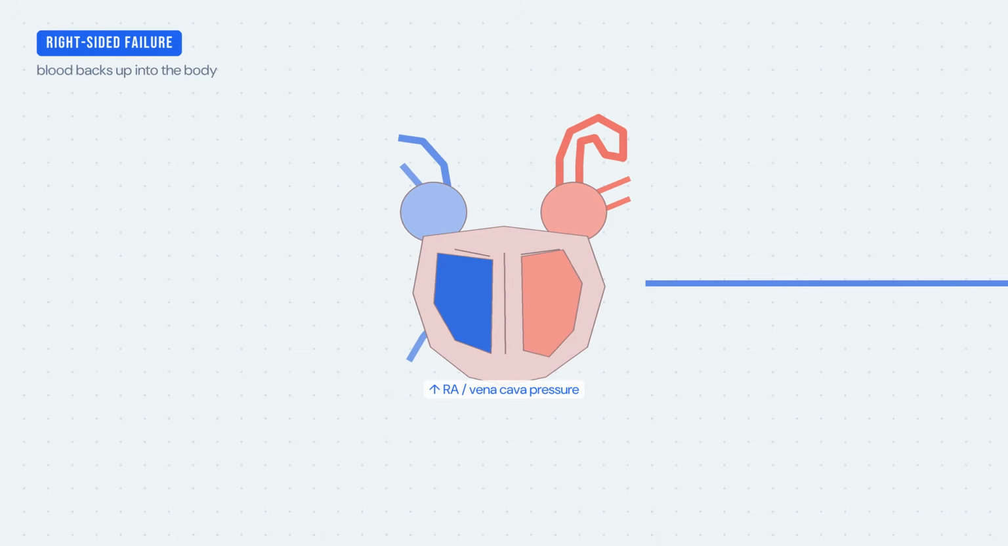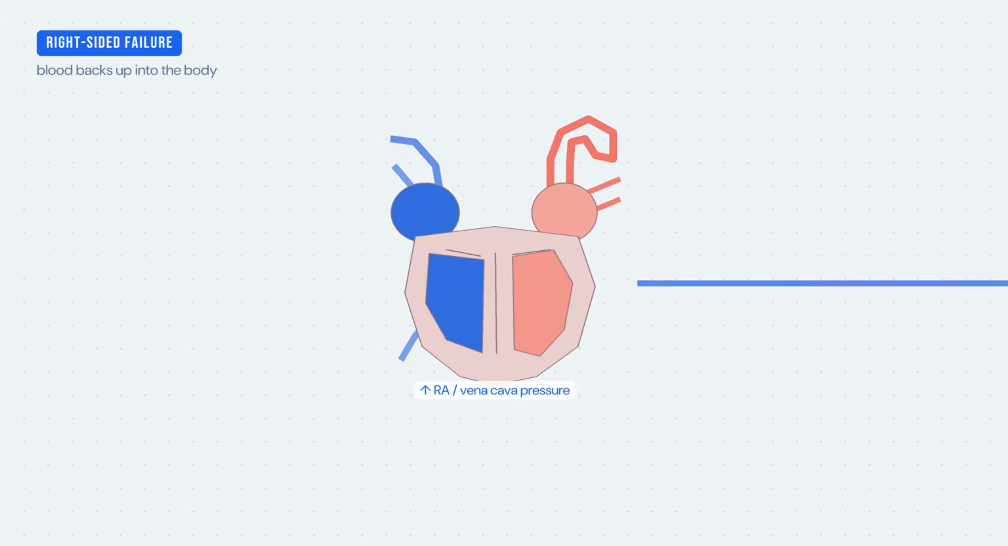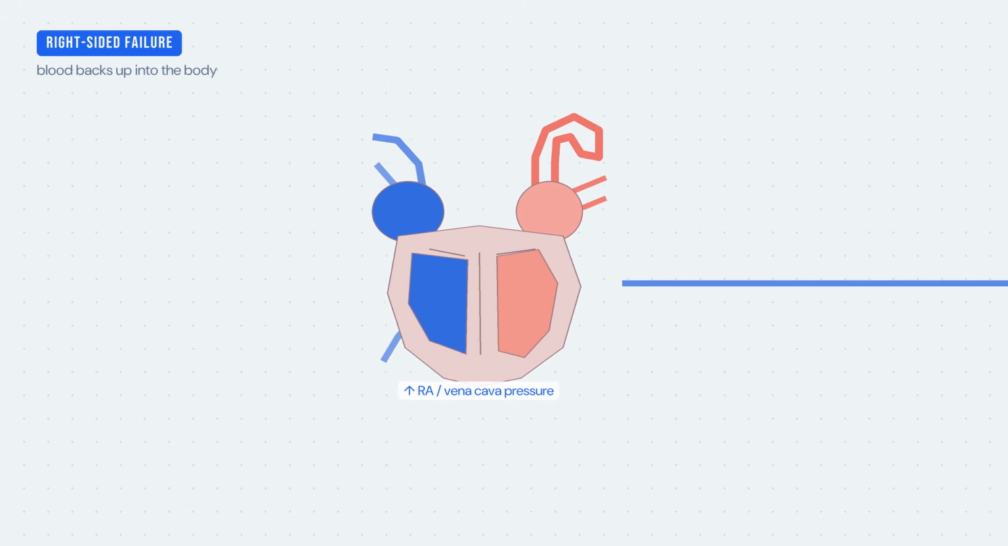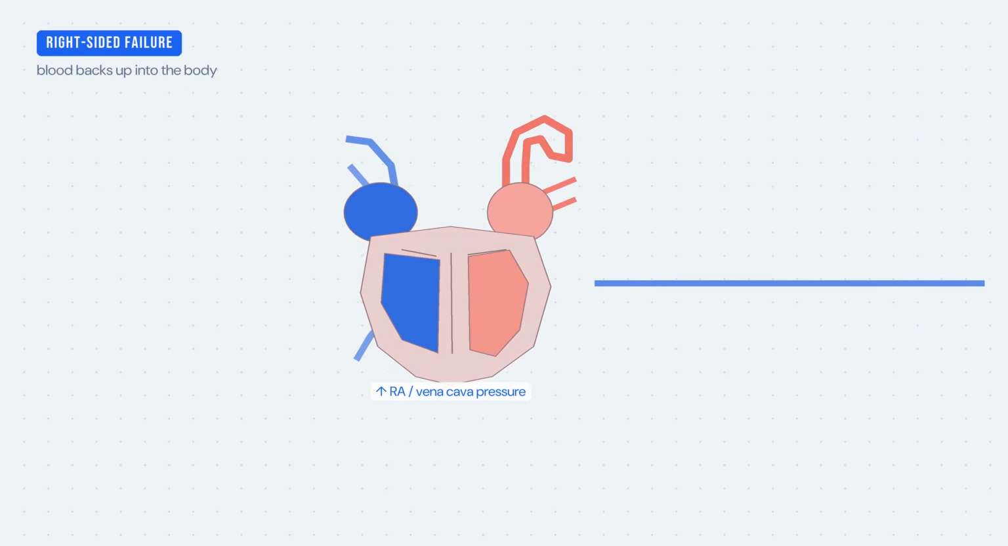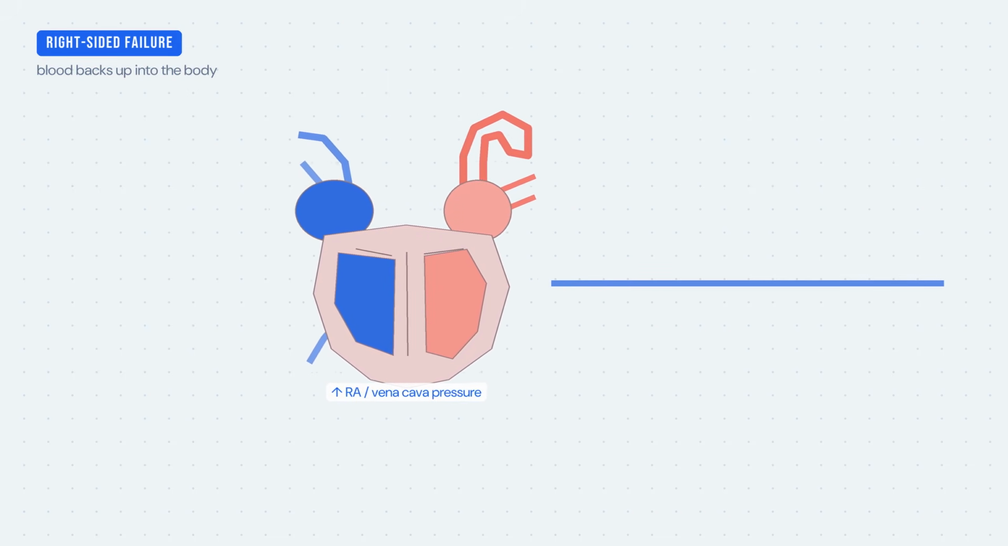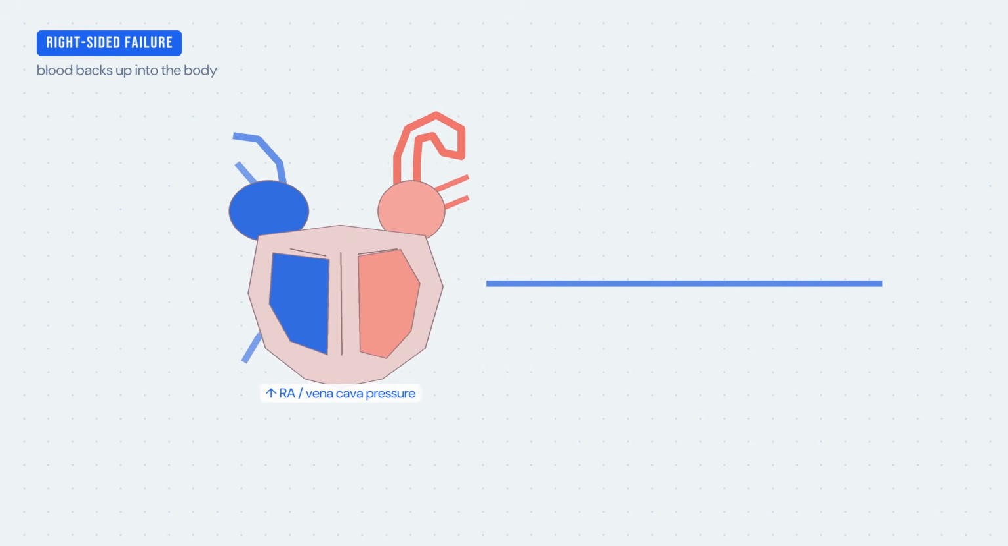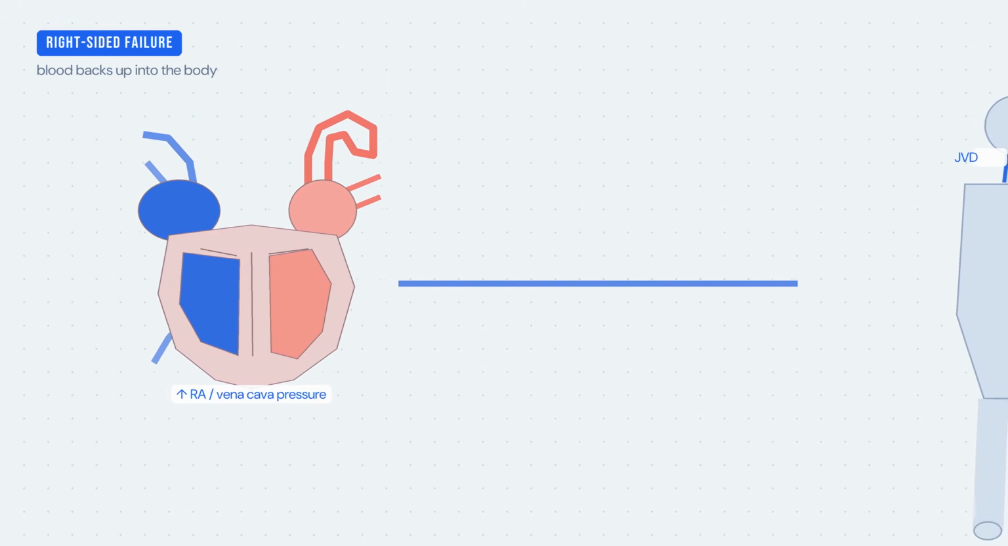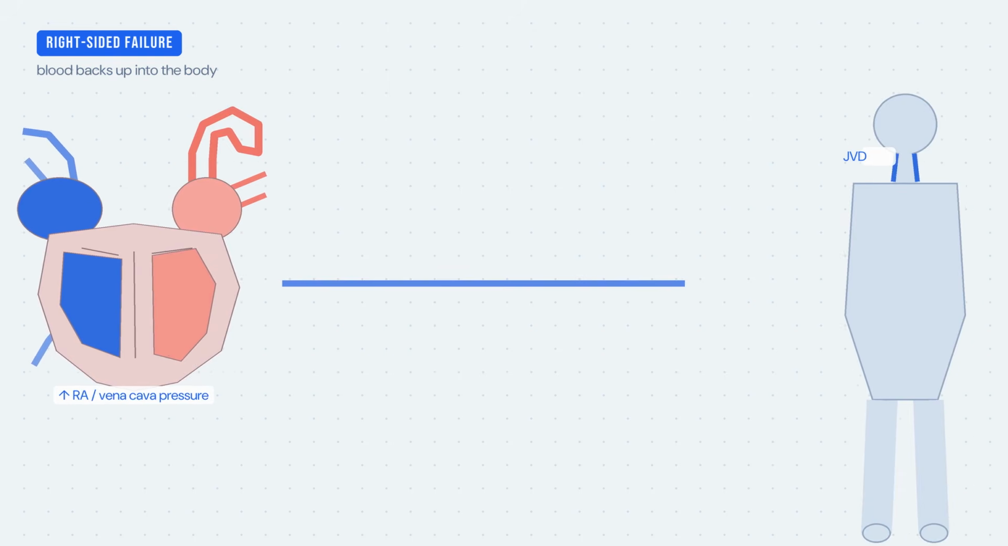Now the same logic, opposite side. The right ventricle can't eject into the lungs, so blood backs up into the right atrium, into the vena cava and out into the body's veins. Where does that show up? The jugular veins distend. That's JVD. The liver engorges and becomes tender.